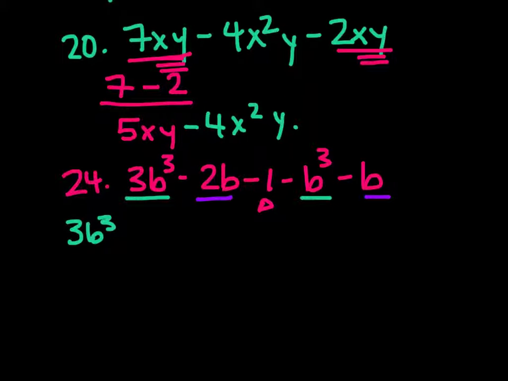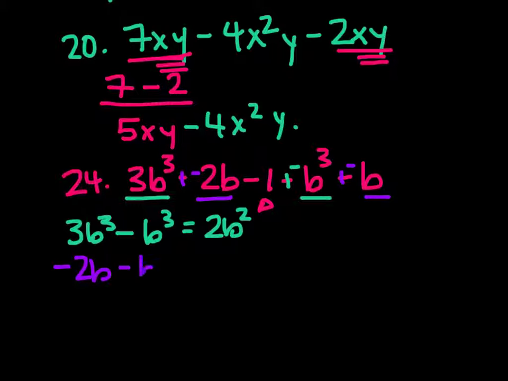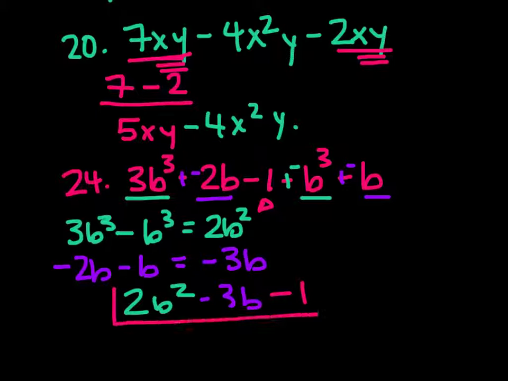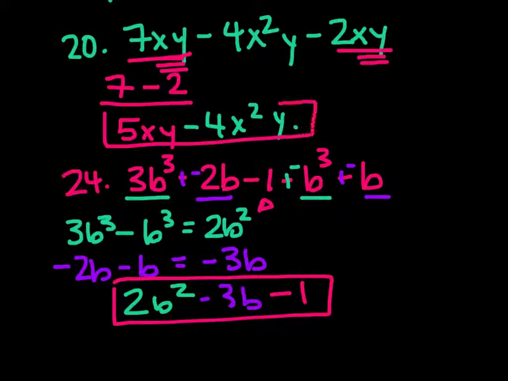3b to the third power minus b to the third. I'm paying attention to this minus because it's technically adding a negative, so that ends up being 2b cubed. And then our second one, we have negative 2b plus a negative b. So I can say minus b equals negative 3b. So I still have my negative 1 on the end, so let's rewrite this. I have 2b cubed minus 3b minus 1. Done. Final answer. I'll start boxing my answers here. All right, let's go on to the next one.